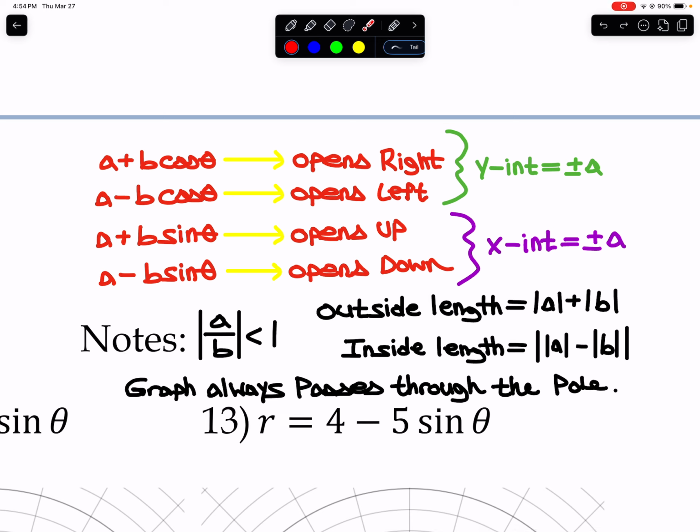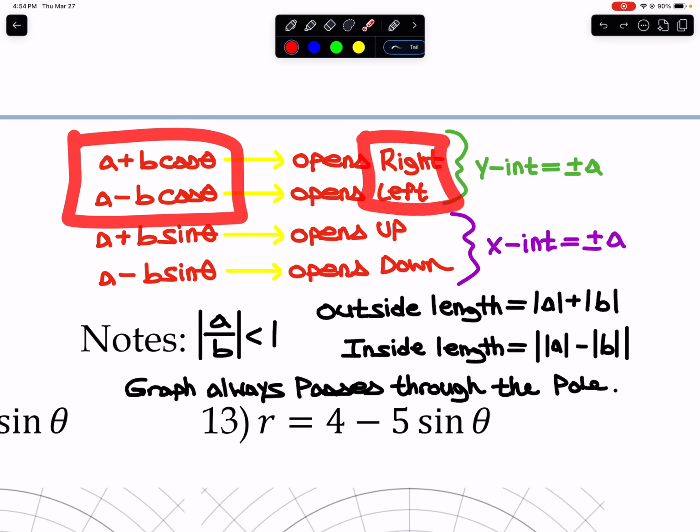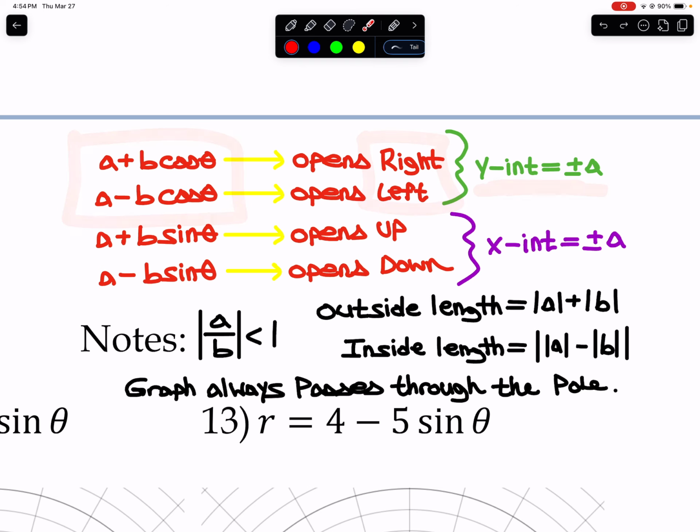So if we are ever dealing with a cosine equation, that means it's going to open horizontally, which means we're going to have y-intercepts. And then if I ever have sine equations, we're going to be opening vertically, and then we're going to have x-intercepts. And those intercepts are going to be based off your a value of your equation, which is going to be the standalone number that is not with your trig function.